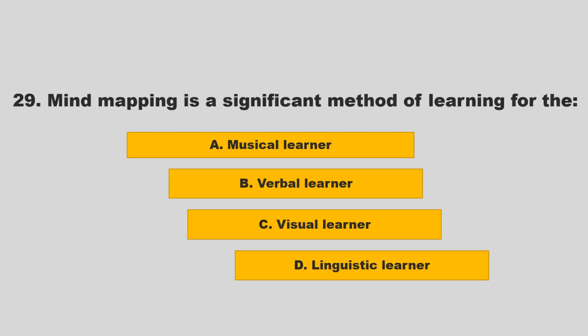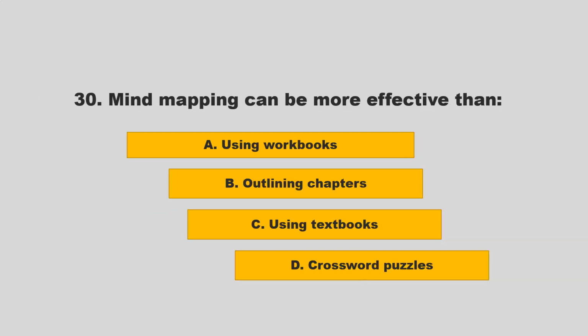Mind mapping is a significant method of learning for the musical learner, verbal learner, visual learner, linguistic learner. If you chose C, visual learner, you are correct. Mind mapping can be more effective than using workbooks, outlining chapters, using textbooks, crossword puzzles. If you chose C, using textbooks, you are correct.